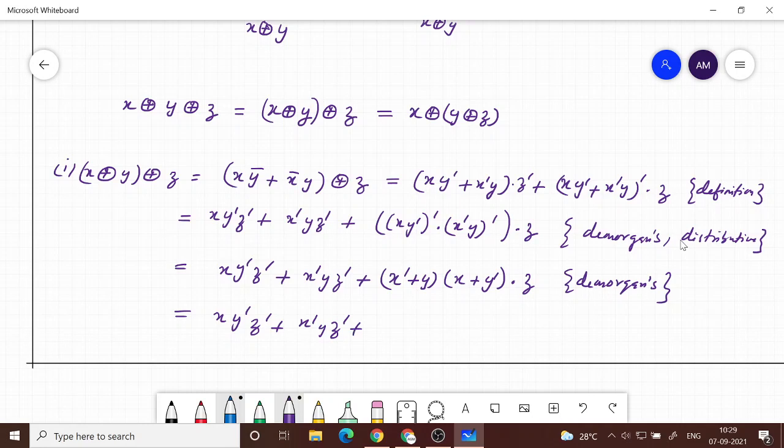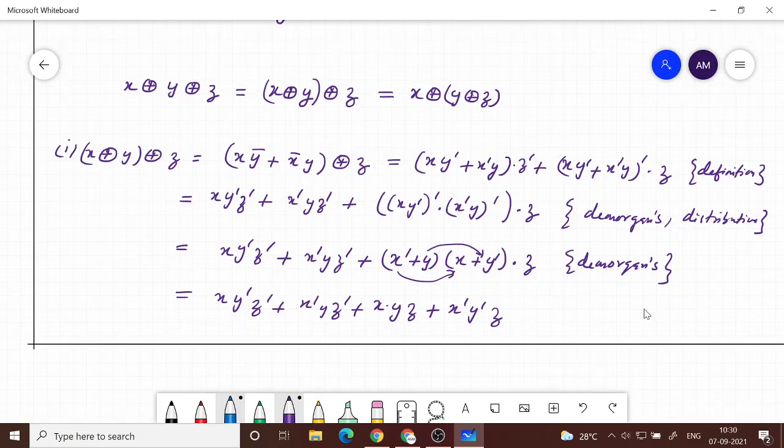So x' dot x is 0. Similarly, y' dot y is also 0. So the only term that will remain is basically x y z plus x' y' z. x' y' is z. Yeah, so that is the final result.